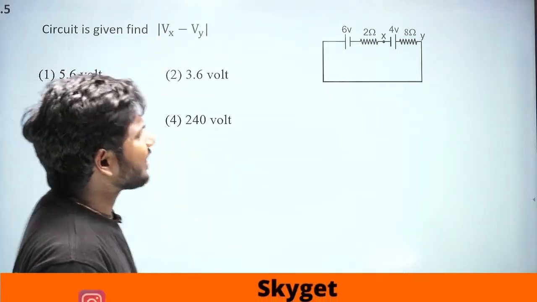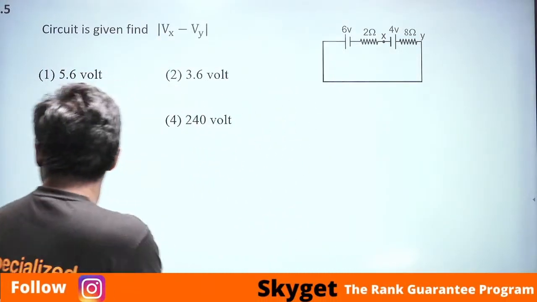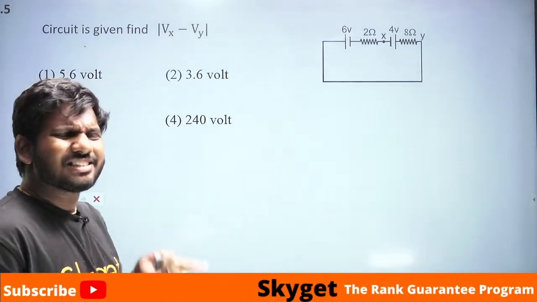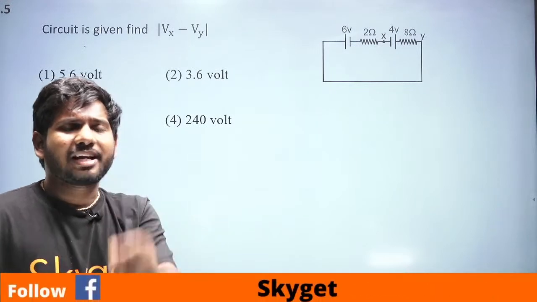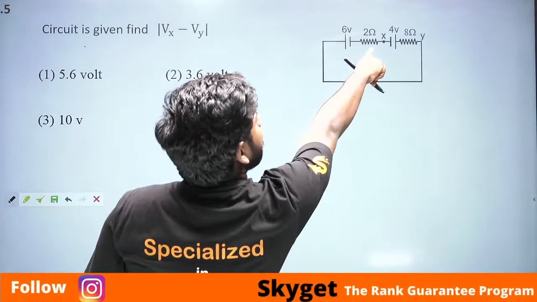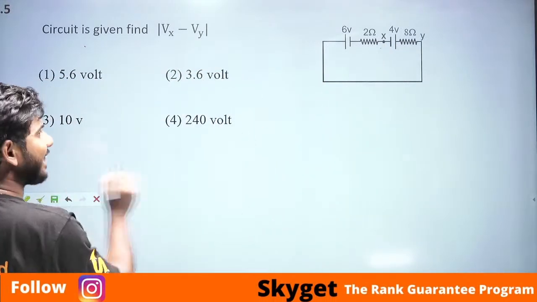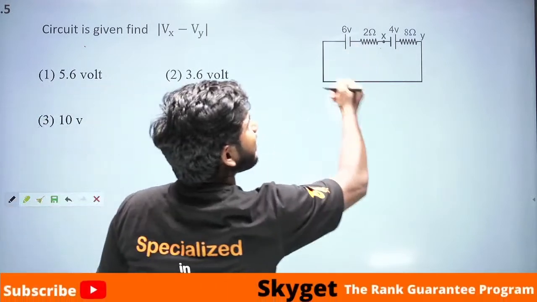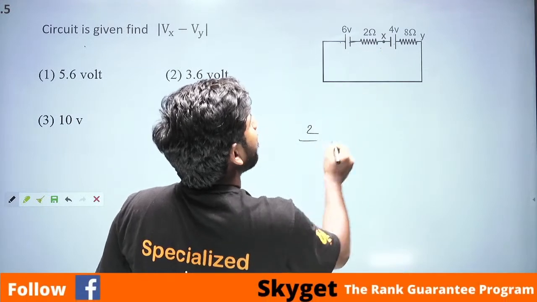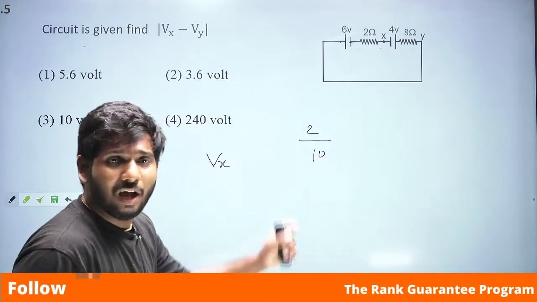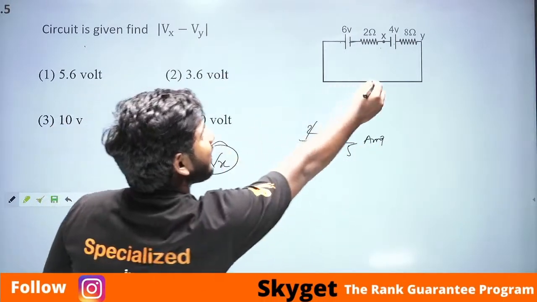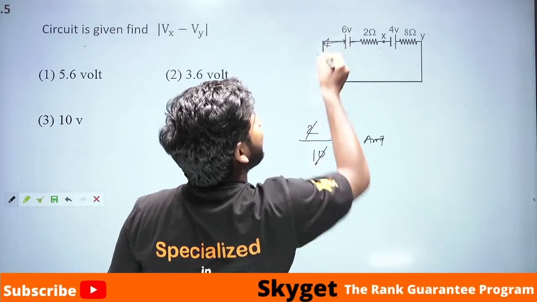Next, what is Vx minus Vy, students? Circuit is given, find Vx minus Vy. Students, this question is based on Kirchhoff's second law, a very fundamental law. First, Vx minus Vy. Current in the circuit is what? Net potential is 6 minus 4, that is 2, by resistance 10 ohms. So current will be 1 by 5 amperes. Because 6 volts is higher, the current will be traveling in this direction.